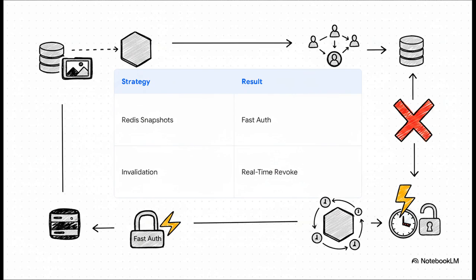To keep things blazing fast, we rely on specific Redis caching strategies. First up, we use Redis permission snapshots. Instead of hammering the database every single time, we store a snapshot of the user's evaluated permissions right in Redis, giving us incredibly fast authorization. But wait, what if an admin revokes access? Well, that's where version-based invalidation comes in. The exact moment a membership changes, that cache window is evicted in Redis. This guarantees real-time revocation. So you get the ultra-low latency of a cache paired with the strict real-time security of a live database. It's truly the best of both worlds.